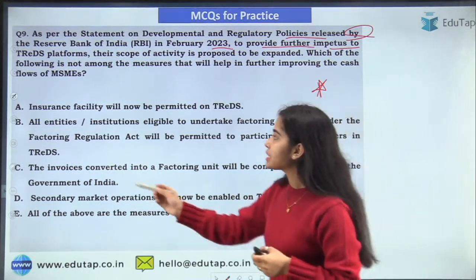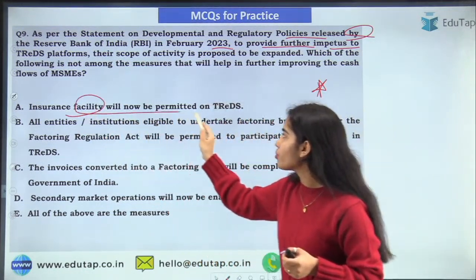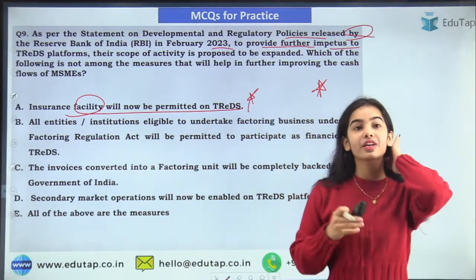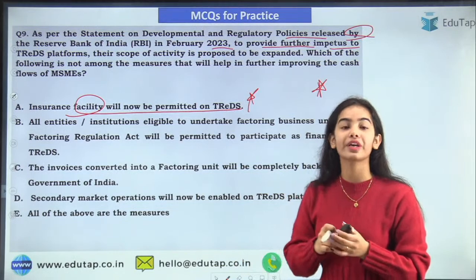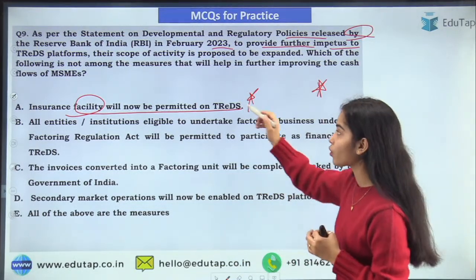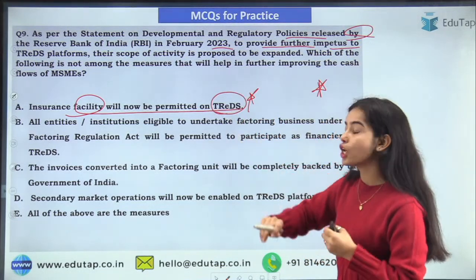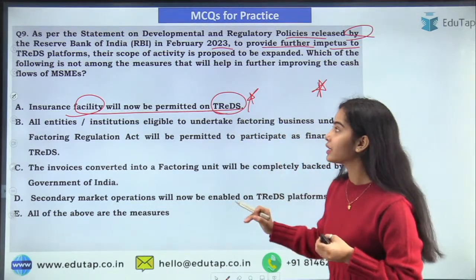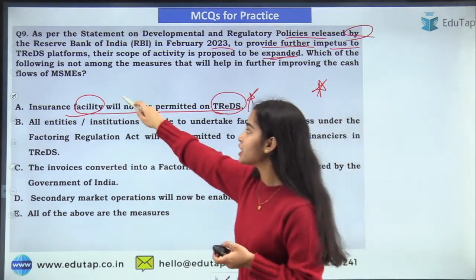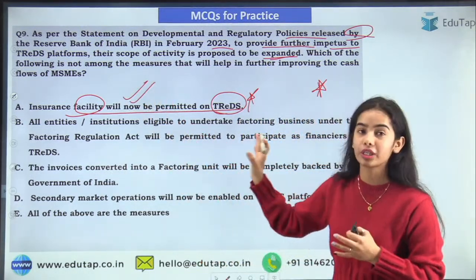So here the first statement says the insurance facility will now be permitted on TReDS. So this is absolutely correct. TReDS is the Trade Receivables Discounting System, where the discounting of the trade receivables happens. Okay, so we have already understood everything about TReDS. So here the three that have been allowed for the expansion of TReDS are that the insurance facility will now be permitted on the TReDS.